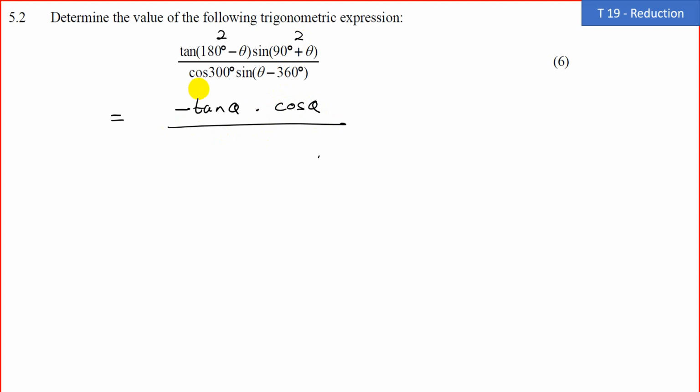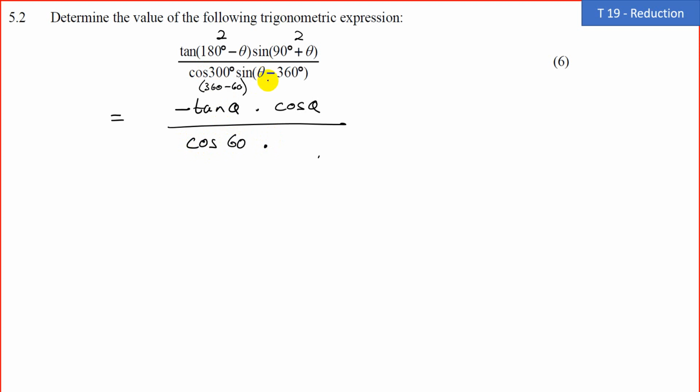If we look at the bottom, we got cos of 300. Now using reduction formula, 300 can be written as 360 minus 60. And 360 minus 60 is in your fourth quadrant. Your 300 is in your fourth quadrant, and cos is positive. So using the reduction formula, that will change to cos 60 times.